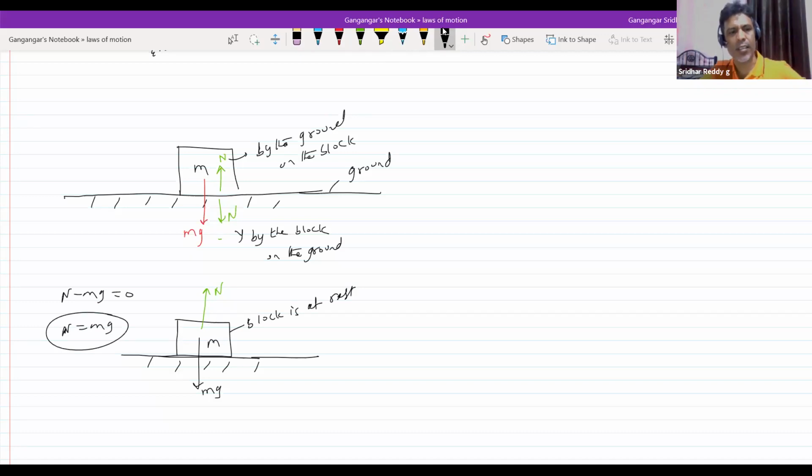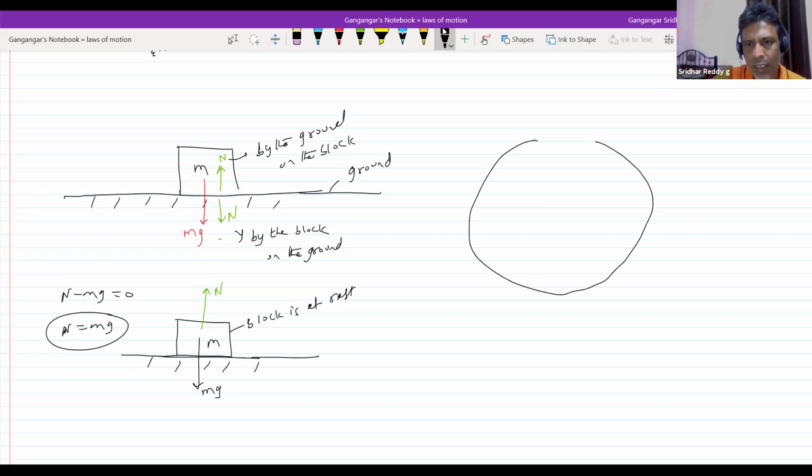So is it justified? So shall I call this mg's action and N is reaction? No. N and mg are not action reaction pair. These two N's are action reaction pair. There's only a mathematical equation that is brought due to equilibrium. Force will always occur in pair. So I think there is a lot of confusion for you.